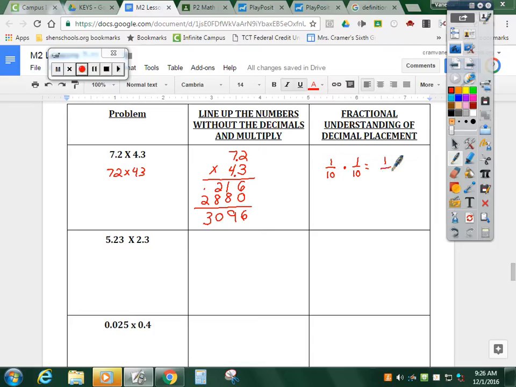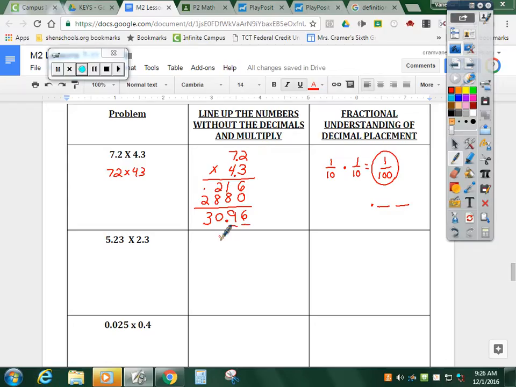So your answer should be in the hundredths place, which if you remember from yesterday's lesson, is 2 places after the decimal. 100 has 2 zeros. That can help you remember that. So if I want an answer in the hundredths place, my decimal should be right here.